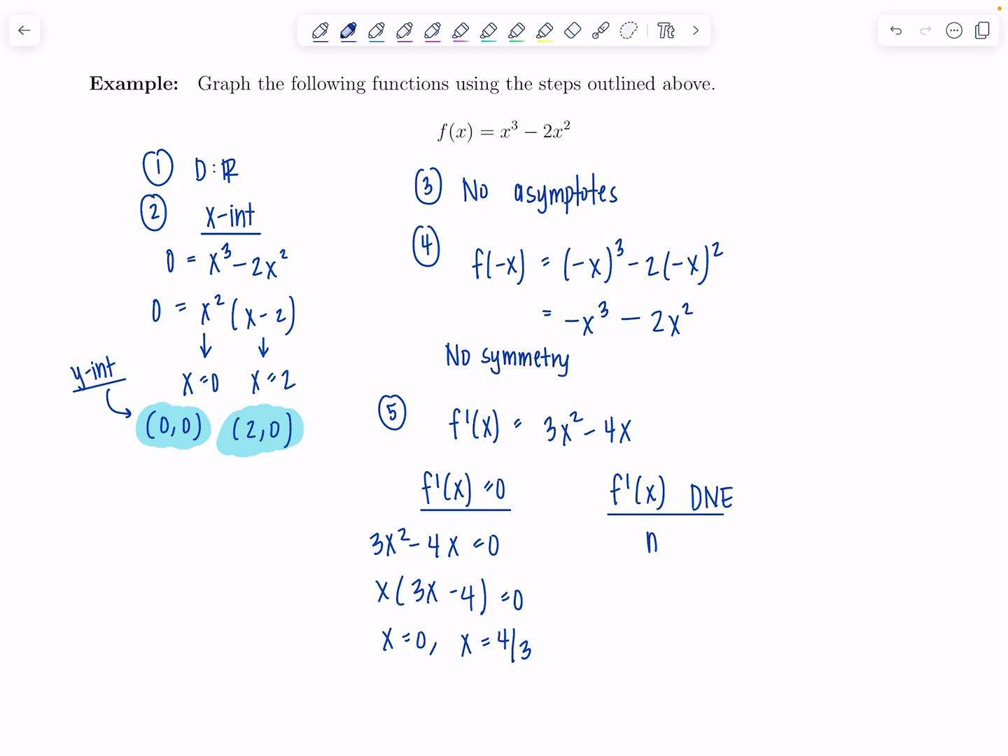And then there aren't any places where the derivative doesn't exist. It's also a polynomial, so domain's all real numbers. And these are my 2 critical numbers. Okay, so now let's do the first derivative test.